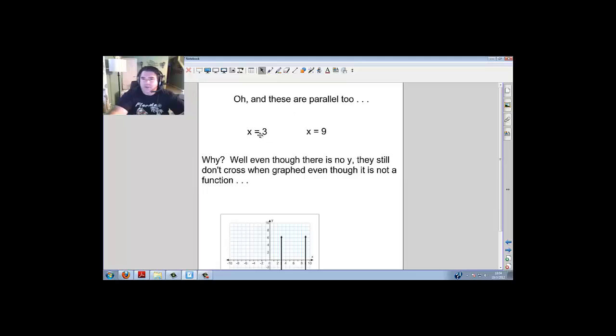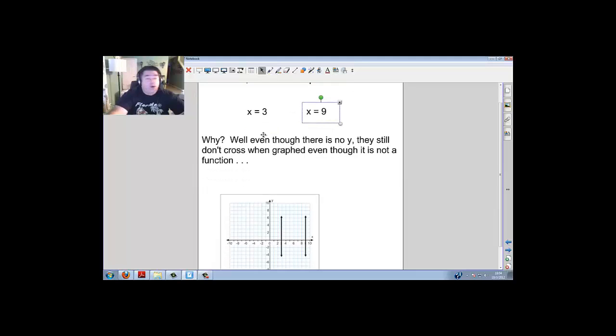And these are parallel as well: x equals 3 and x equals 9. Although not a function, I'll give you that. Because x equals 3 means all we know is the value of x is 3. We don't know how far up or down, so it could be any y value. And the same here, x equals 9, can go up or down as well.